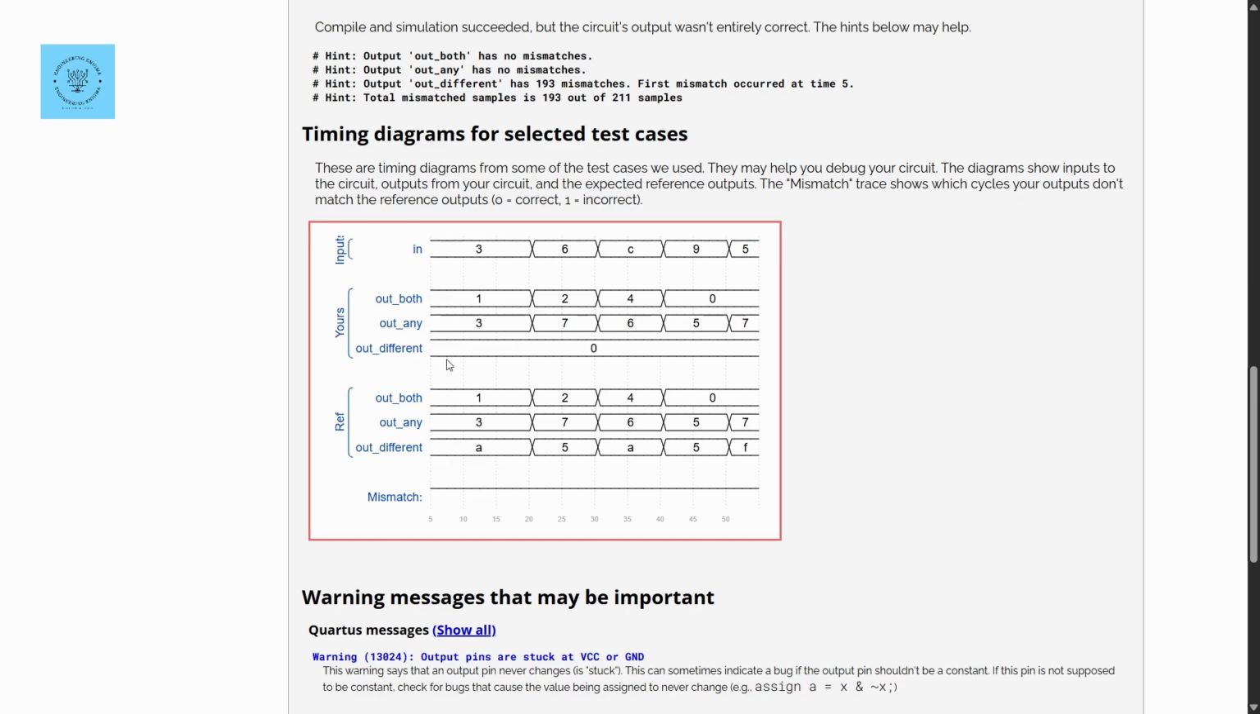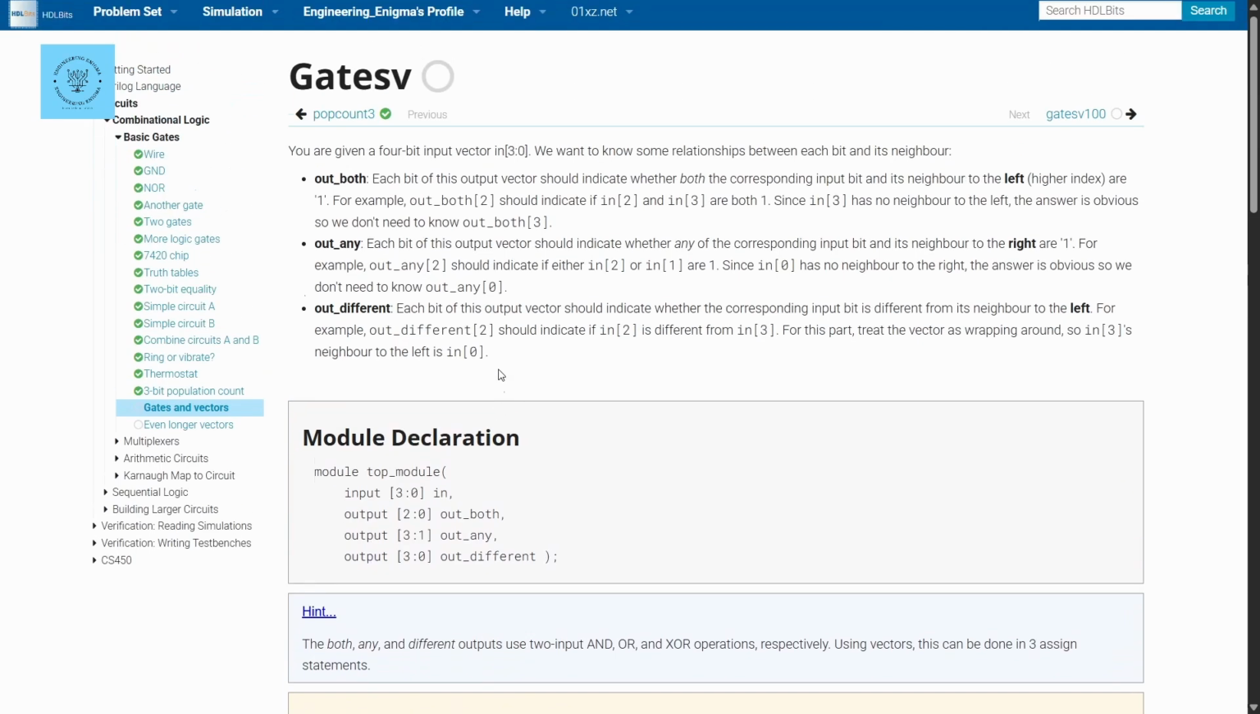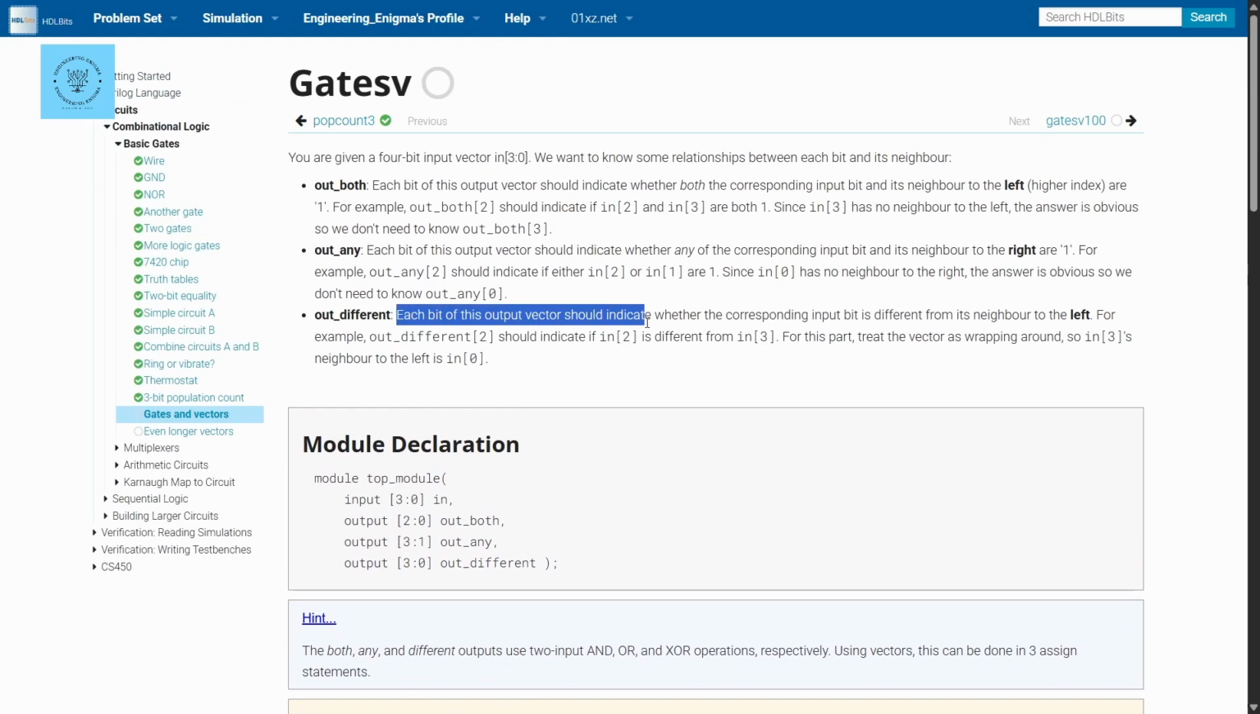Now let's check out_different. Each bit of this output vector should indicate whether the corresponding input bit is different from its neighbor to the left. For example, out_different[2] should indicate if in[2] is different from in[3]. Like if in[2] is 0 and in[3] is 1, then it should give us 1. For this part, treat the vector as wrapping around, so in[3]'s neighbor to the left is in[0].